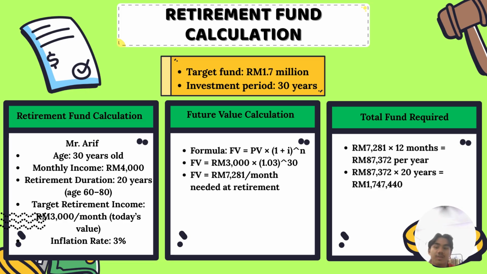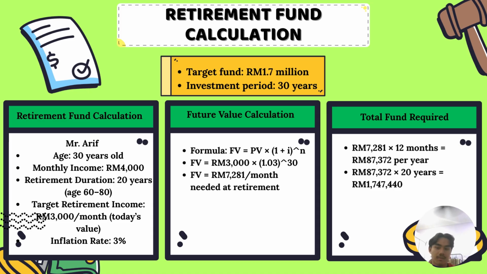Hello everyone, I will begin by presenting the retirement fund calculation for Mr. Arif. Mr. Arif is currently 30 years old, earning 4,000 per month, and he plans to retire at the age of 60. His goal is to achieve 3,000 per month during retirement. However, when we adjust this figure with 3% annual inflation, the value increases significantly.